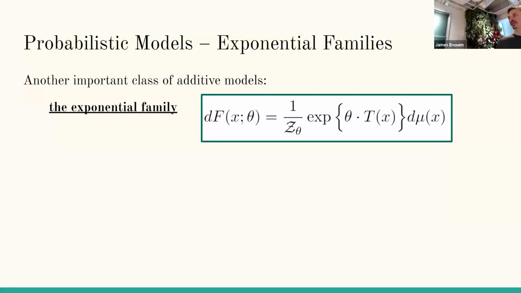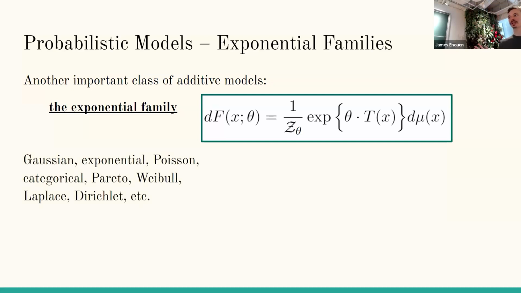Okay, so what's another important class of additive models? If you've taken a statistics course, you've probably at least heard about the exponential family. And if you haven't heard it before, then I'll say basically it covers a large majority of the distributions you've seen before. So Gaussian, exponential, or Poisson, et cetera, et cetera.